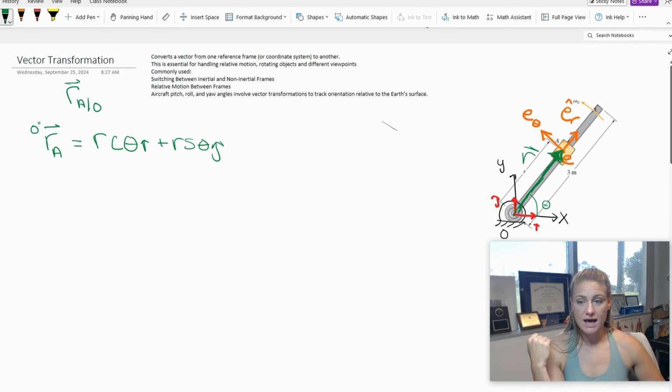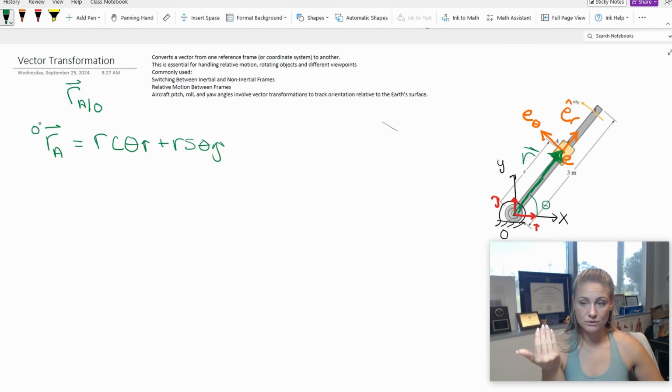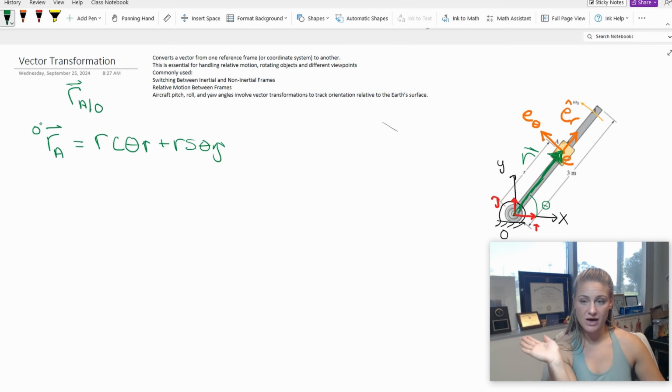And I got this by simply taking one vector, breaking it up into its components, and then taking those components and laying them on the axes that I want. So I'm going to take this vector and take its x value and its y value and project it. And this is what I get.